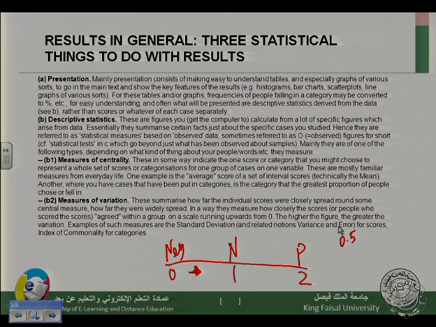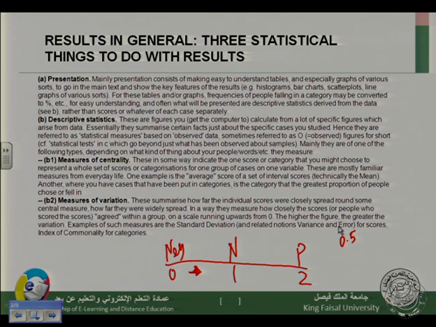Like here, you cannot say, well, all of them have negative attitudes. Why? Because you have a mean of 0.5, which is here, between negative and neutral. So you need to be specific in describing your results. You would say, most of my participants have something in between negative and neutral attitudes towards English. So descriptive statistics, these are figures you get the computer to calculate.